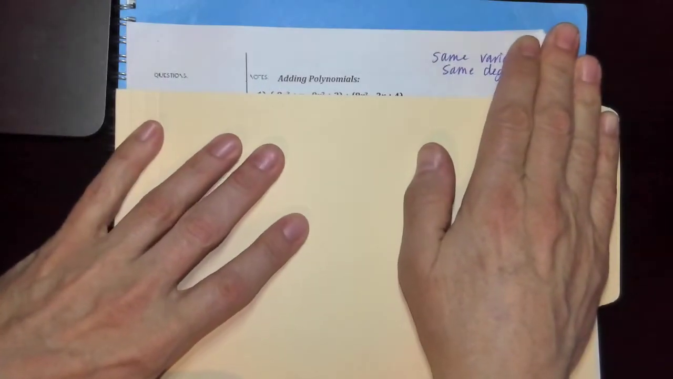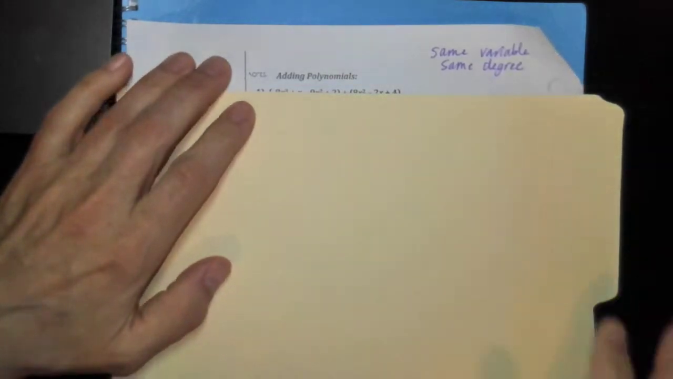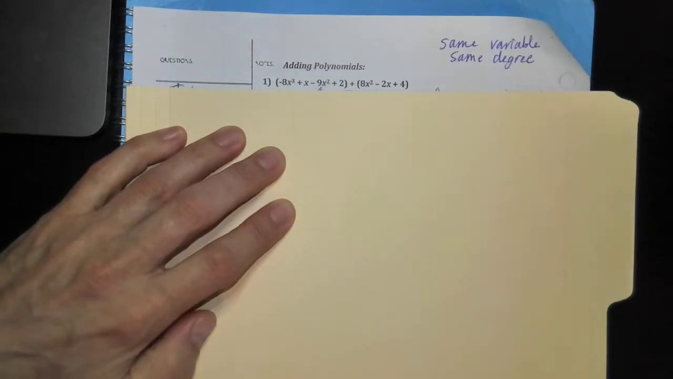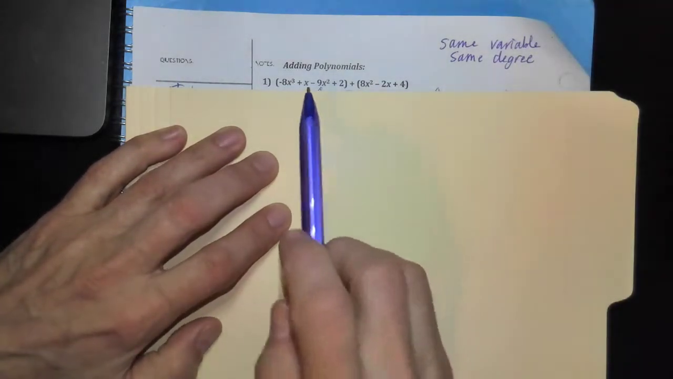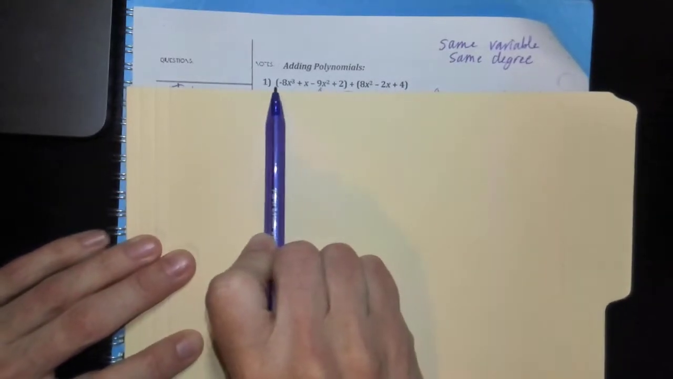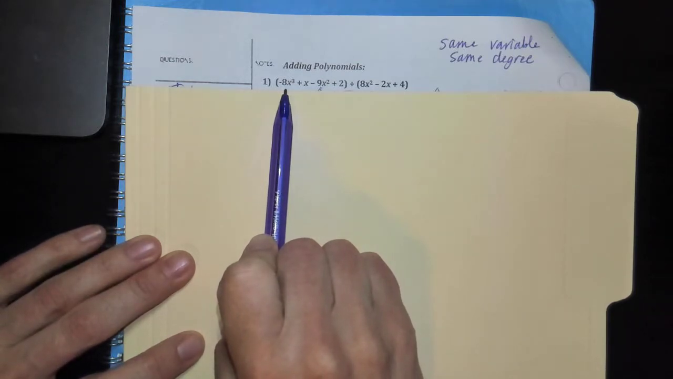So, adding polynomials. Remember, when you add terms, you have to have the same degree and the same variable. So, same letter, same power. So, if you look at this example here, we've got 2 polynomials being added. They're encased in parentheses. And I am going to look for something else that has an x to the third. Nothing else in here has an x to the third. So, that gets to stay by itself.